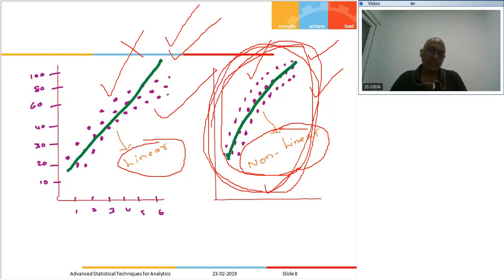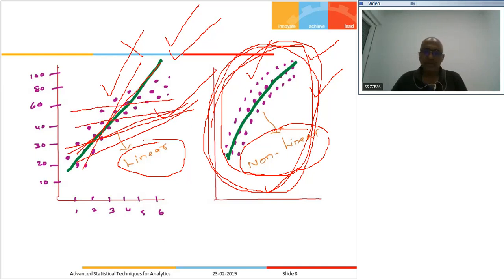Now if you see here, how many lines can I have? I can have a line like this, I can have a line like this, right, like this, right? I can have a line like this, I can have a line like this, right? Many lines I can draw. So which one is correct? Which one is important for us? Which one is optimal for us? The optimal line is the one where most of the points are nearer to it.